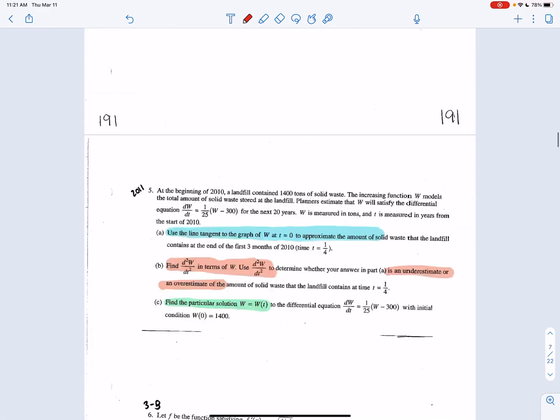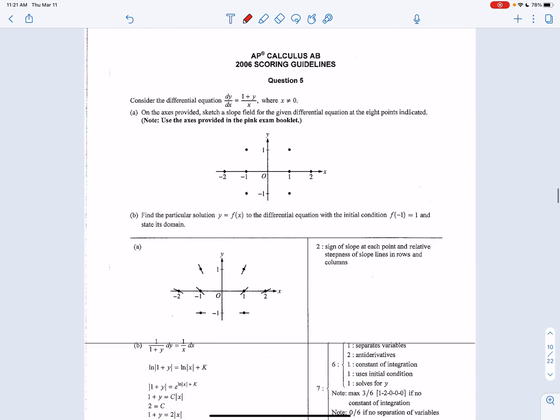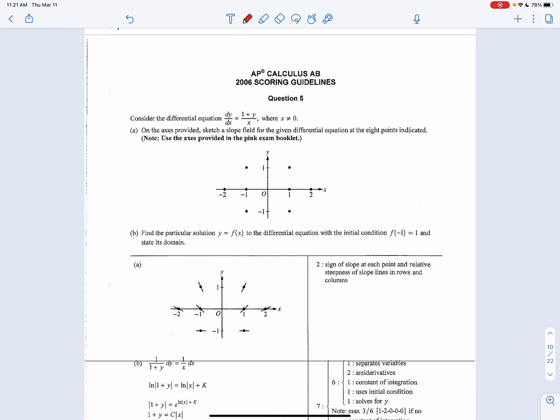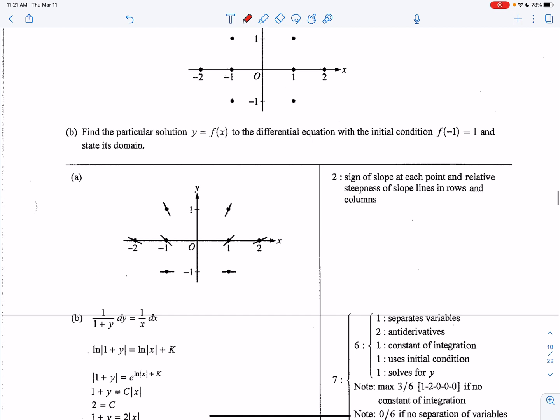If you go all the way down to the scoring guidelines, right here, 2006, take a look at how they grade it. And this is the important part. You want to know how you can earn your points the easiest. This is where the strategy comes in. So here it says 2.